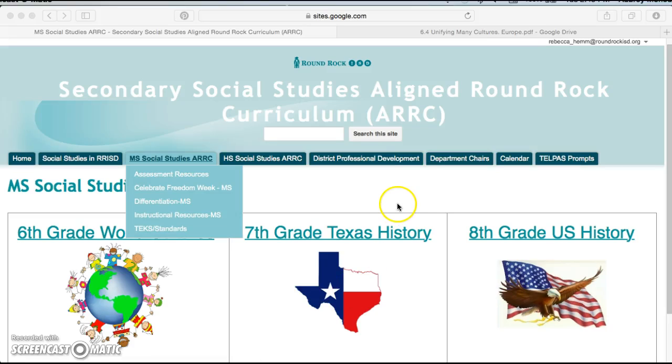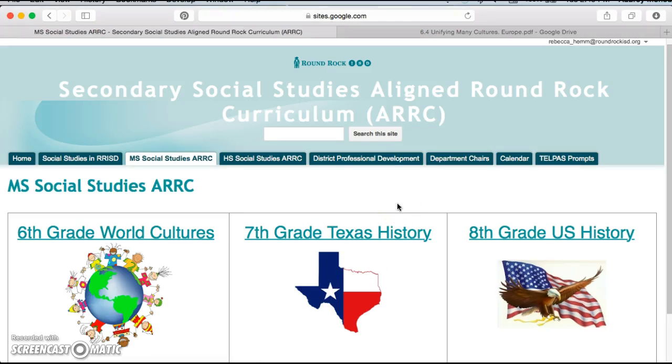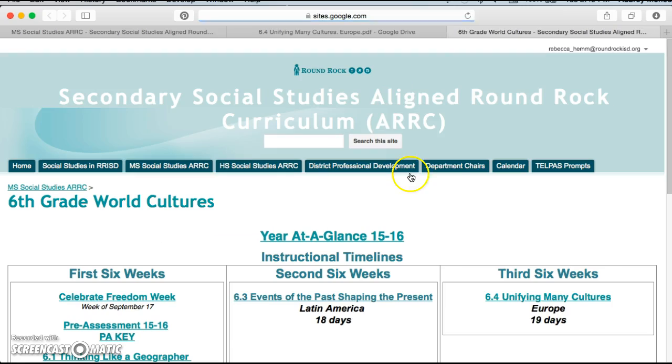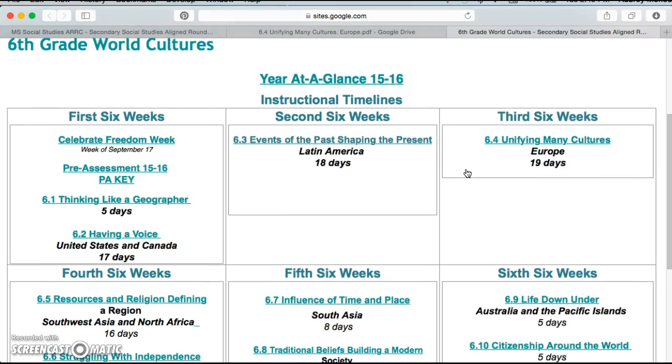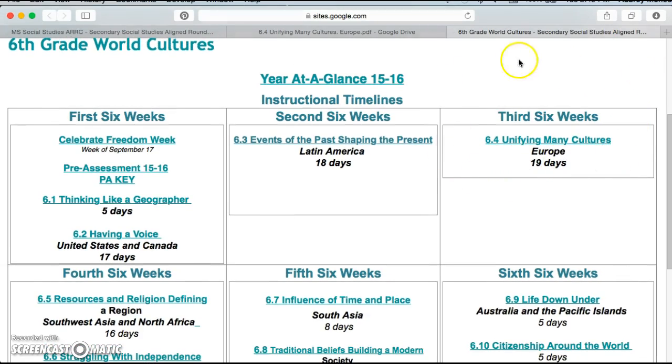So I'm going over the Aligned Round Rock curriculum, otherwise known as ARC for Round Rock ISD. I'm choosing to do 6th grade world cultures, and the way ARC works is you click on the subject and it gives you the year at a glance based on 6 weeks. I'm going to go ahead and do the third 6 weeks because it only covers just the one unit.